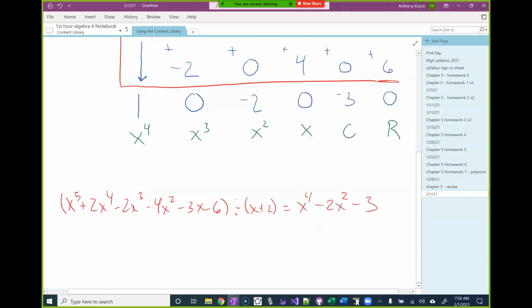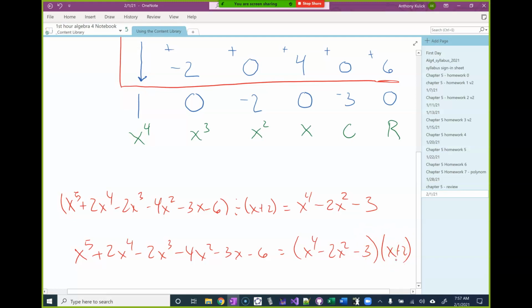The other way I can think about this, though, is I can use the synthetic division to do factoring. So the other way I can think about it is that this polynomial x to the fifth plus 2x to the fourth minus 2x to the third minus 4x squared minus 3x minus 6 is equal to x to the fourth minus 2x squared minus 3 times that divisor x plus 2.